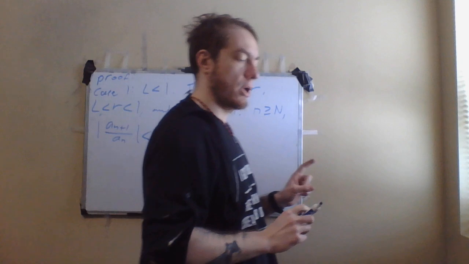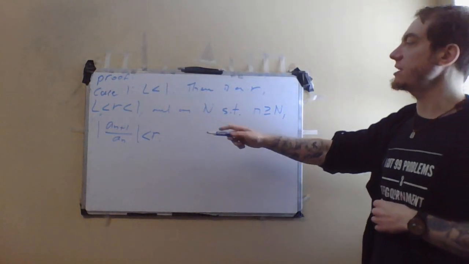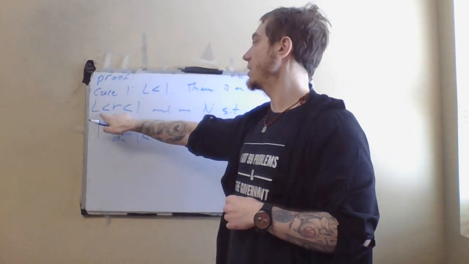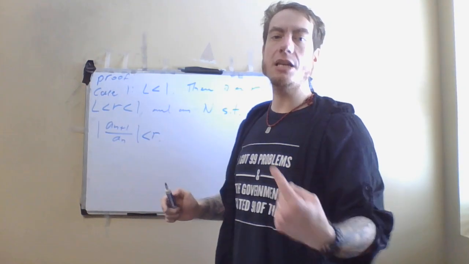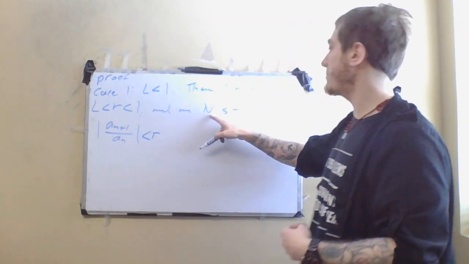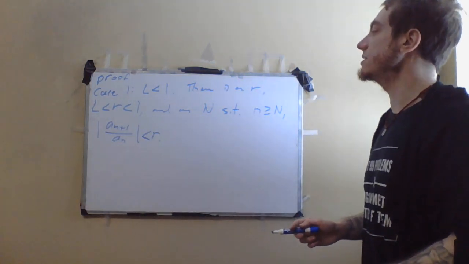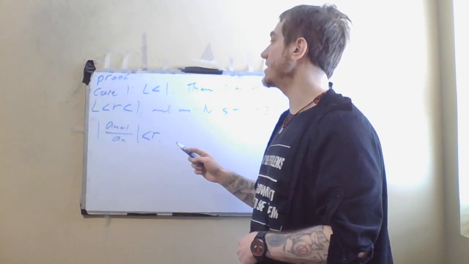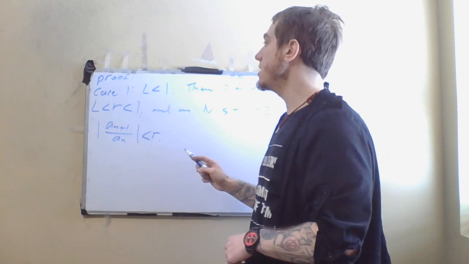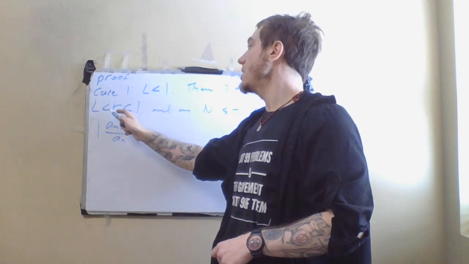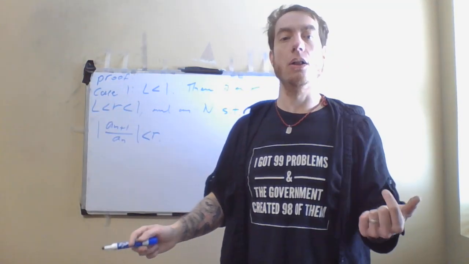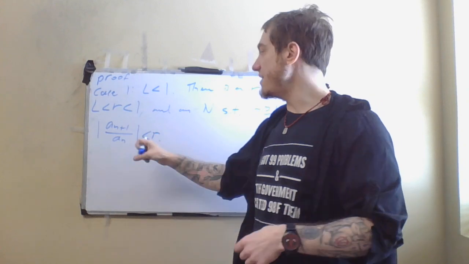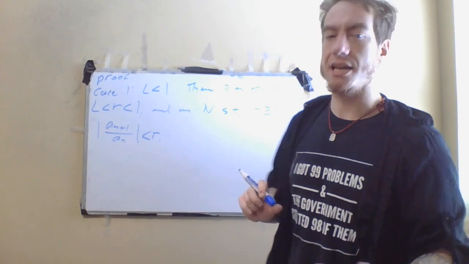Why is this true? Well, the limit of this ratio is L. So for any choice of epsilon, there's a capital N that guarantees we are within epsilon of L. So all I have to do is pick my epsilon to be smaller than r minus L, and then this condition is going to be guaranteed.